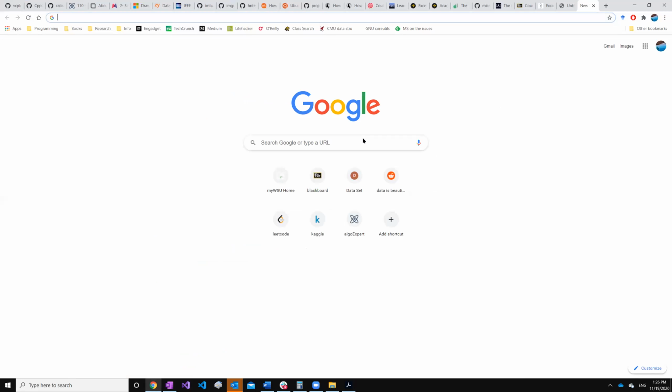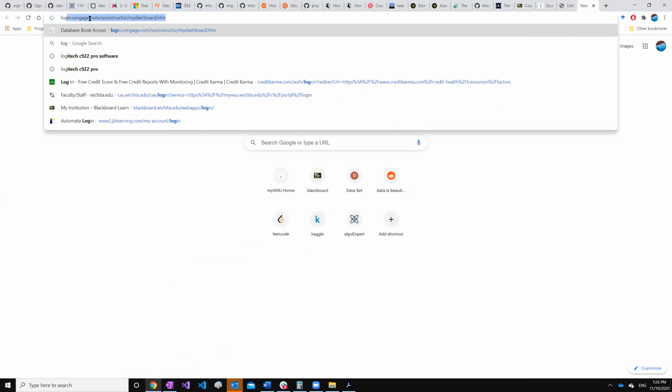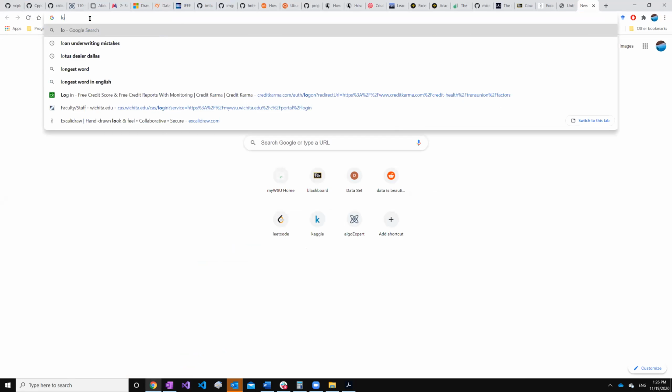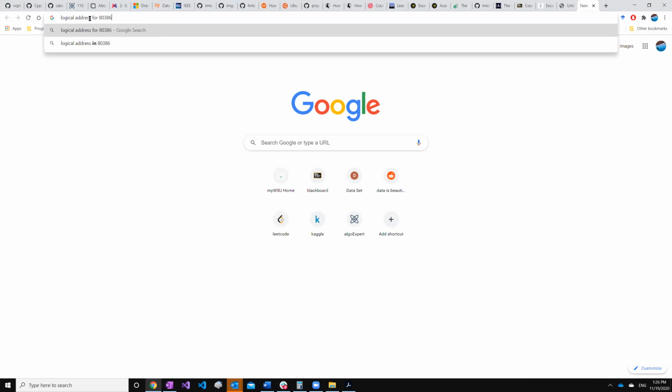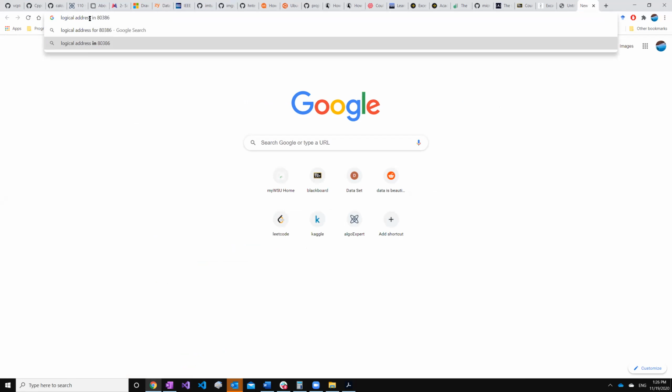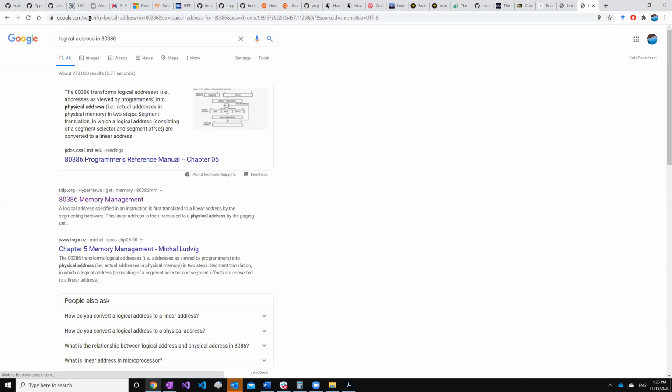Actually, many years ago, I was a little bit shocked to see this number. So now let me try to search that out. Logical address for, well, guys, 8386. Someone tell me, what is this 8386? Well, that is an old, ancient CPU. How many years ago? Maybe more than 30, 40 years ago, I guess.